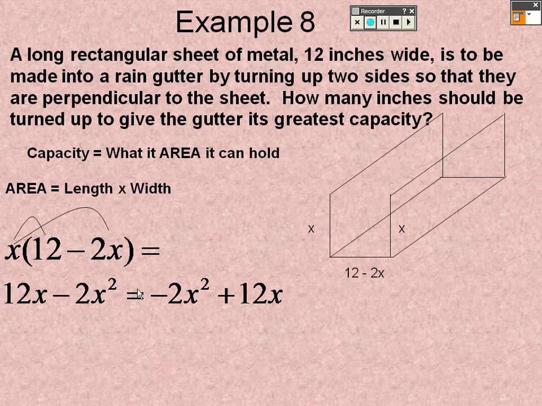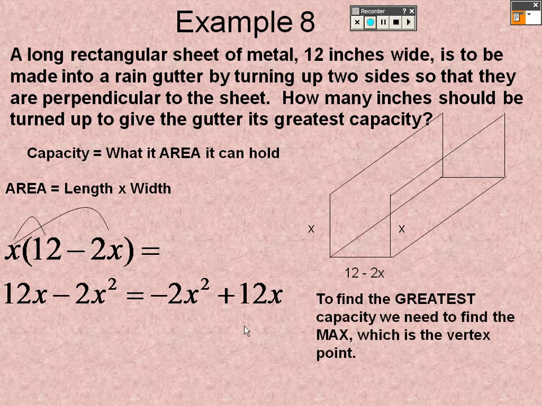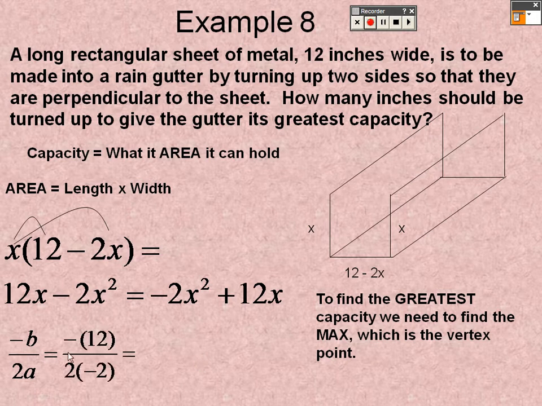And all I did there was rewrite it into our quadratic form. So in this problem, what's my b? My b, because remember the formula, it's negative b over 2a. My b happens to be 12. So it's negative b over 2a, so it's negative 12 over 2 times negative 2, which is negative 12 over negative 4, which is a positive 3.